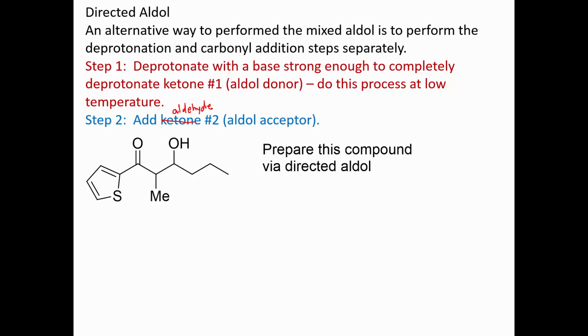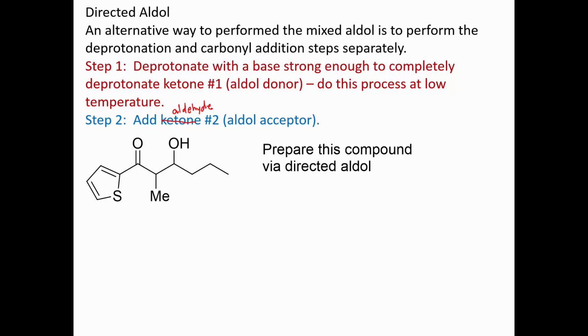So what we're going to do in step 1 is deprotonate with a base that's strong enough to completely deprotonate ketone number 1, the aldol donor, and we're going to do this process at low temperature so that there's no competing self-aldol reaction before all the base is added. We have to use a base strong enough so that the reaction goes to completion. And after 1 mole was added, we don't have any free ketone left to do a self-aldol. And in step 2, we're going to add the aldol acceptor.